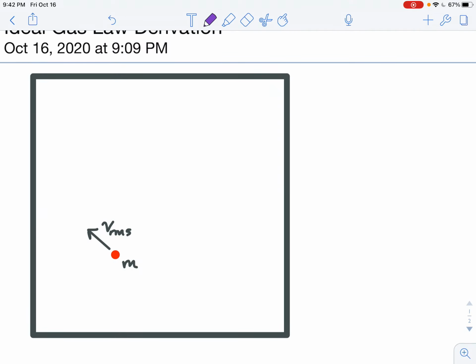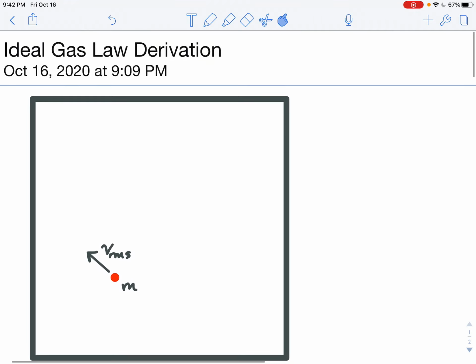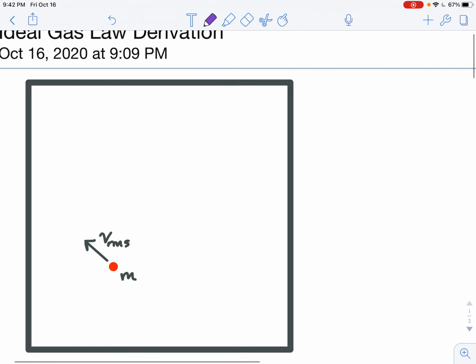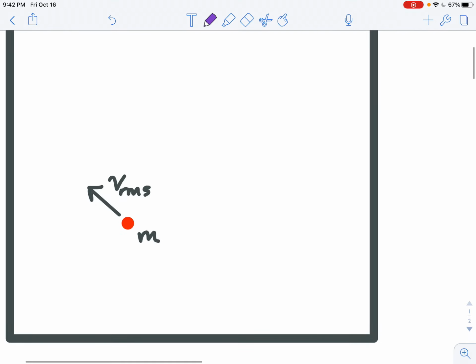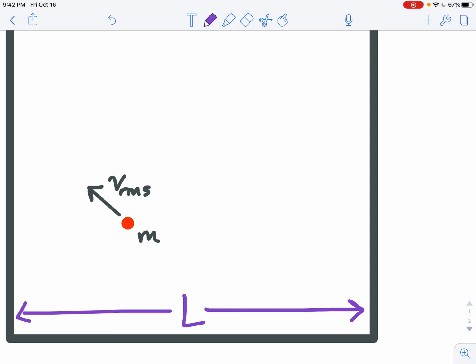Alrighty, so in this video we are going to be taking a look at the ideal gas law and deriving it from scratch. What a fun idea. We're going to start with this cubic container. The cube has side length L, so it has width, length, and height L, interior dimensions.